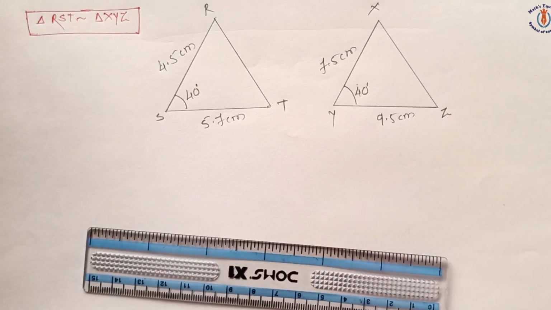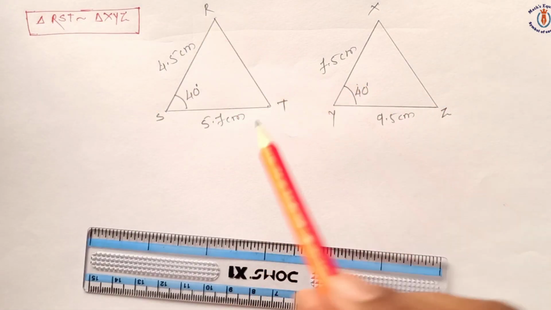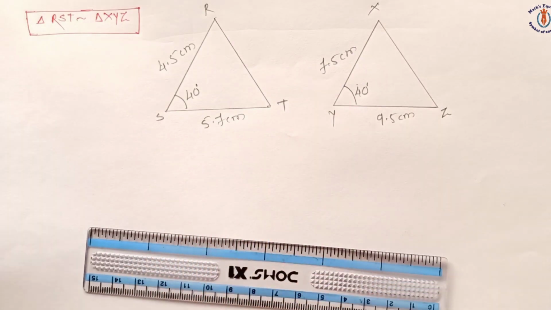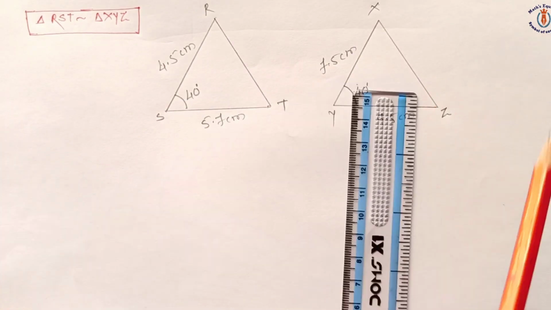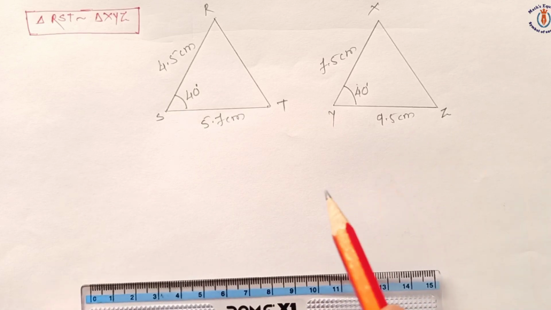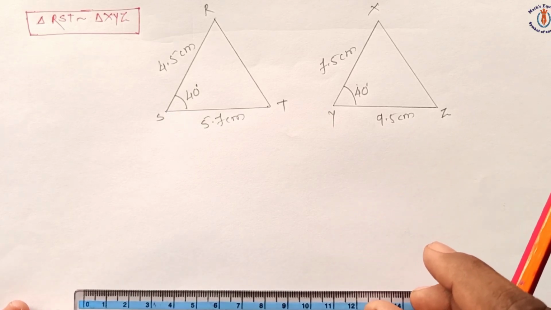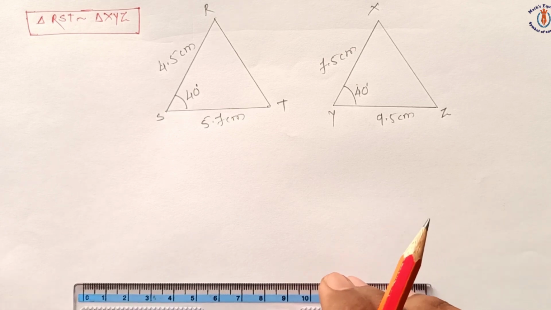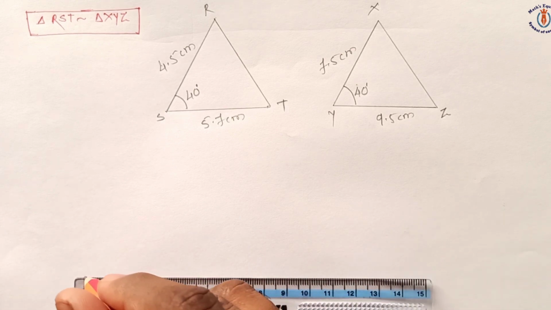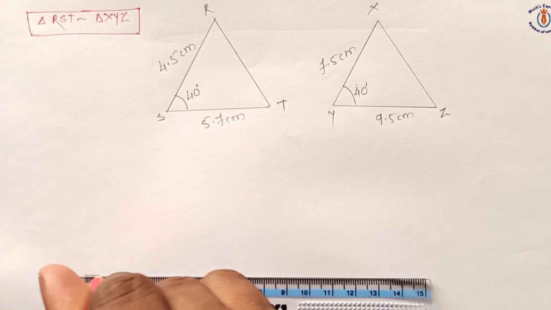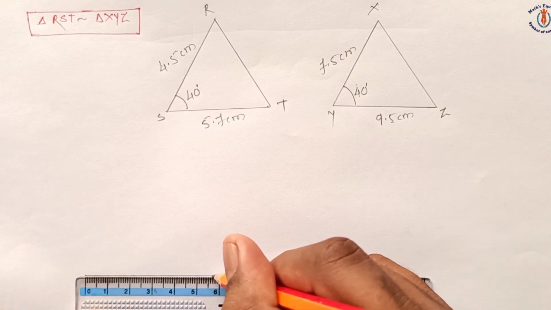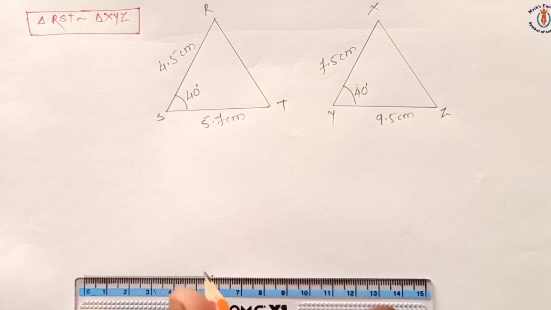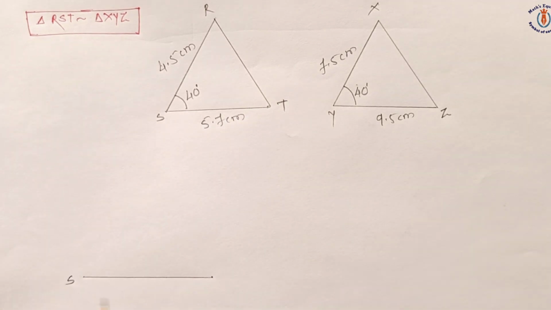First of all we are going to construct this triangle RST. Which is the base? ST is the base and the length of ST is 5.7 centimeter. So it's very easy. Let's take that 5.7 centimeter, 5.7 centimeter up to here. So this is point S and this one is T. This is 5.7 centimeter.